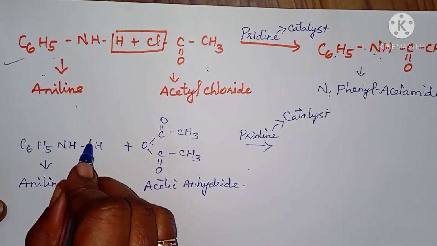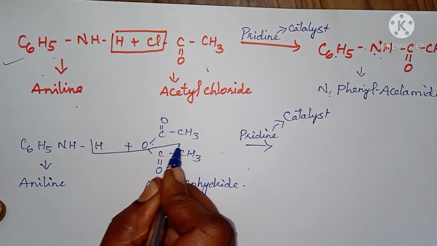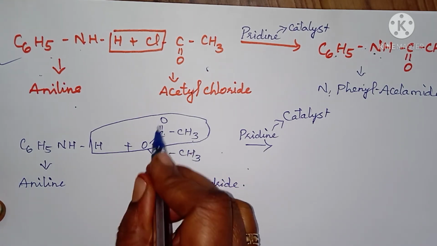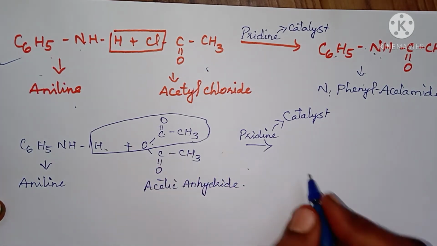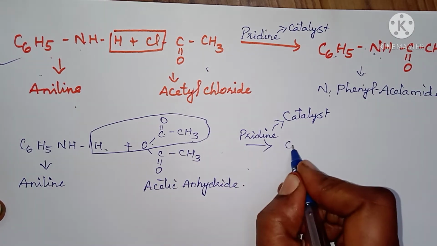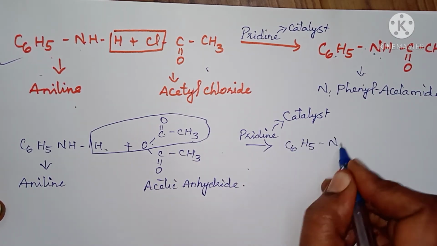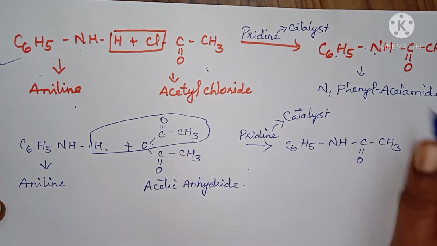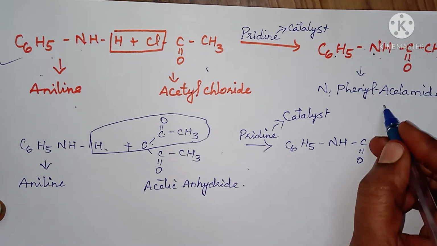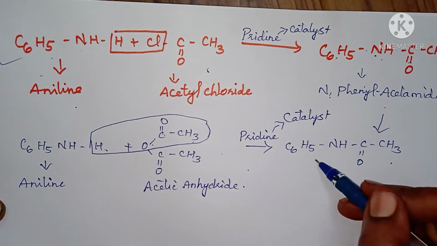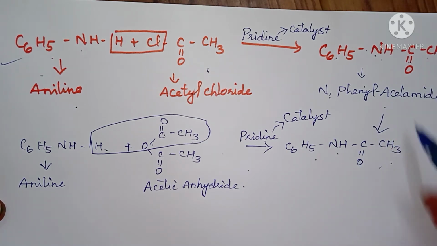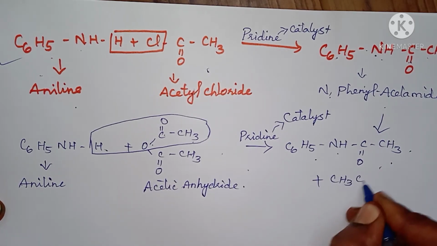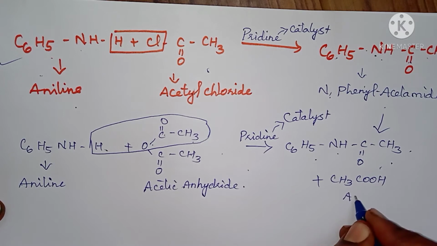Now what happened? This hydrogen combined with one part of the anhydride. Now CH3COOH, that is acetic acid. The remaining part you can write as C6H5NH, C double bond O, CH3. The same molecular formula you got here. What is this? N-phenyl acetamide. The only by-product we are receiving is CH3COOH. What is it called? Acetic acid.